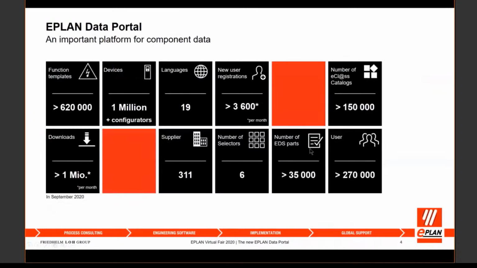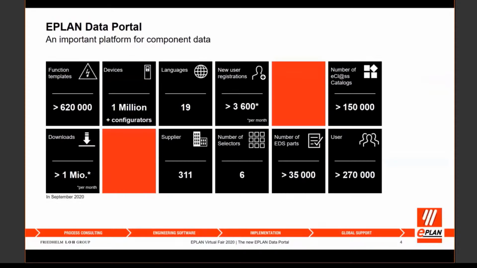Next, I'd like to share some numbers of the ePlan data portal. You'll find there more than 620,000 function templates for around 1 million devices in the data portal, which is a very large number. Additional to this 1 million devices, you can configure user-specific variants of different parts from different manufacturers. So you have additional possibilities to find the right data for the right part. The data portal is available in 19 different languages, so it really can be used by engineers all over the world.